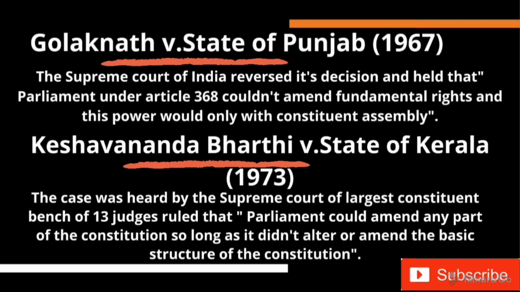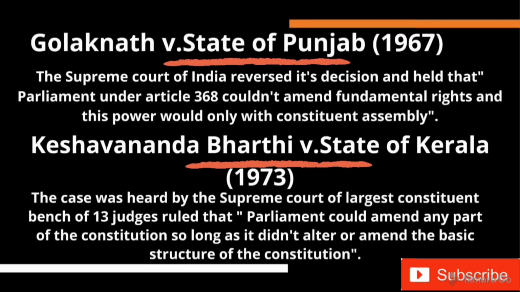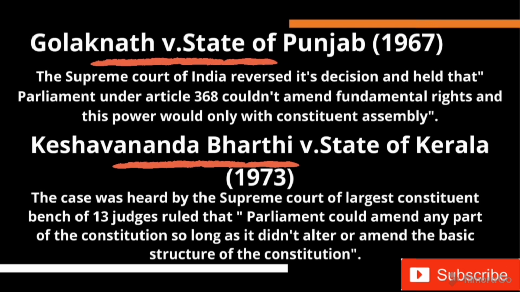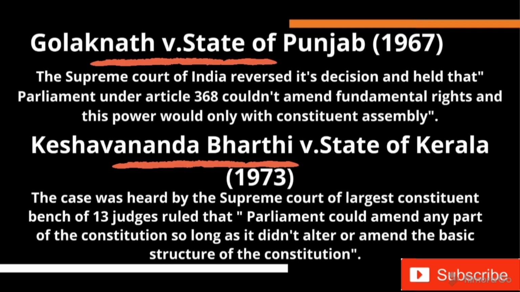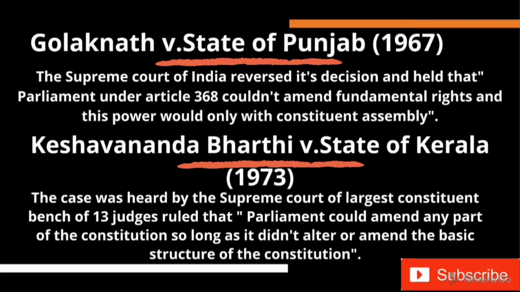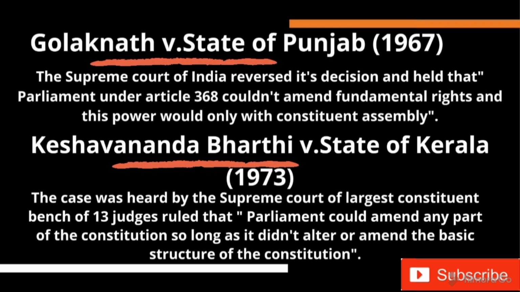Then former PM Indira Gandhi's government enacted various amendments to the Constitution such as 24th, 25th, 26th and 29th. All four amendments were challenged in the Keshwanand Bharati case 1973, where Supreme Court headed by 13 bench ruled that Parliament could amend any part of the Constitution so long it does not alter or amend basic structure of the Constitution. This case saved the democracy because it restricted the power of legislature under Article 368. In this case, basic structure doctrine was introduced.